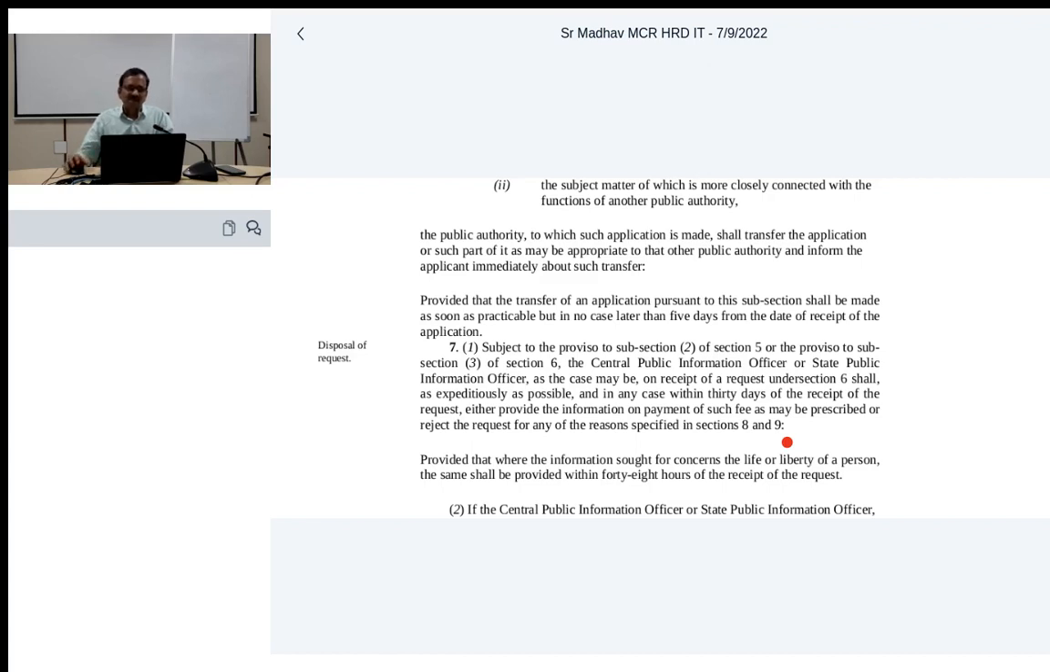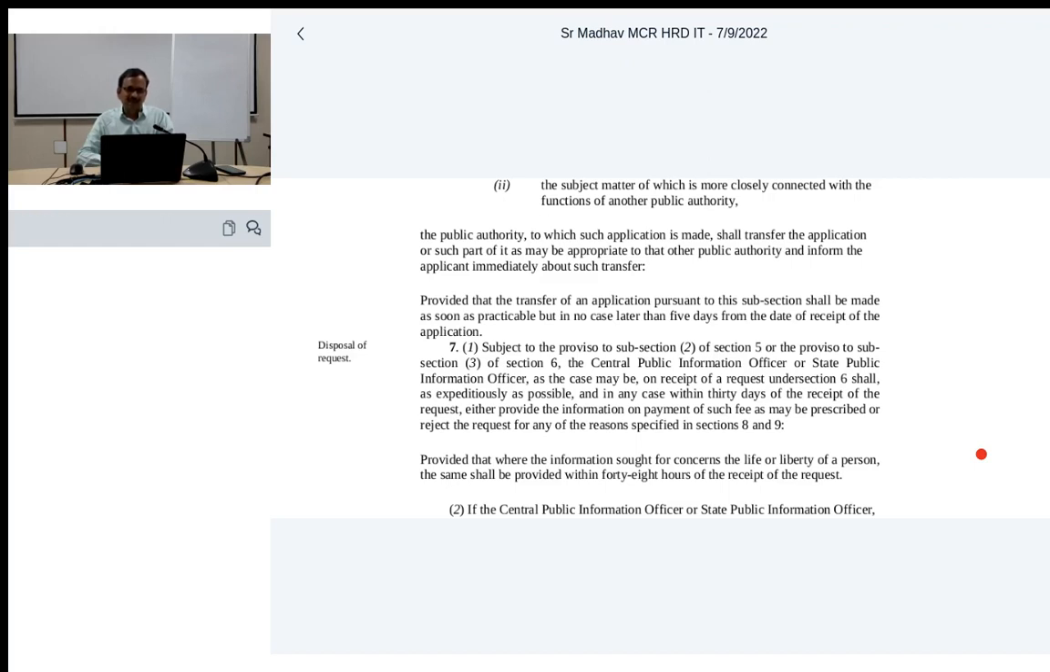But when the PAO decides to reject the request, the PAO should have some reasons. So without reason, the PAO is not supposed to reject any request. So this is the default position taken by the Right to Information Act. That means the information belongs to citizens. If they want, they should be provided access. Unless there is a valid reason, the PAO is not supposed to withhold the information.